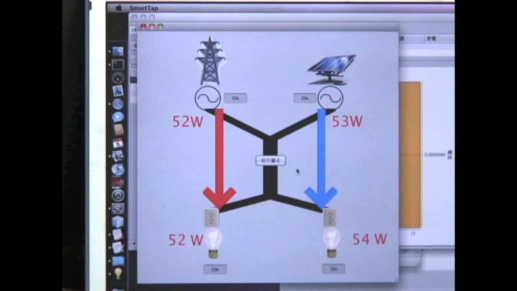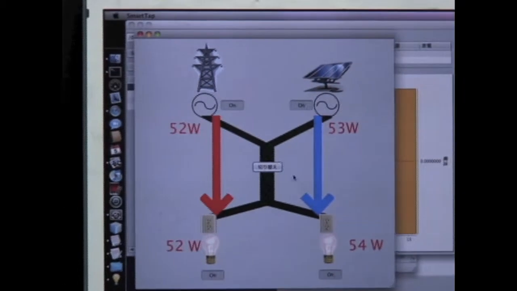As is shown here, this system controls energy flow, allowing the right power source to supply electricity to the right load and the left power source to supply electricity to the left load.